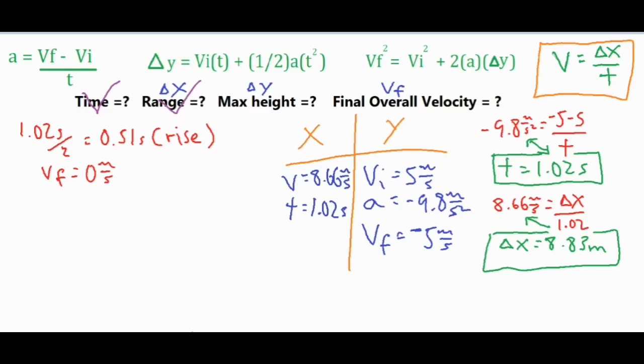Okay, so you could do this one of two ways. You could use the second formula and then plug in the time of 0.51, or you can use the third formula, and then you can take advantage of using that VF of 0. It doesn't really matter which one you use. I'm just going to go ahead and use that second one and see what we get for our delta y.